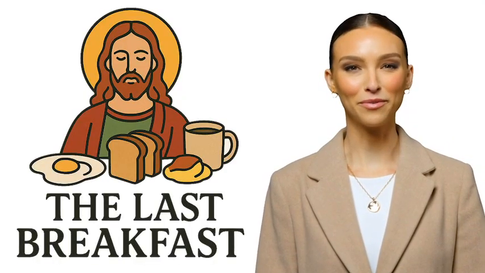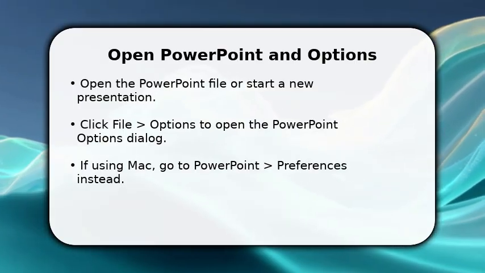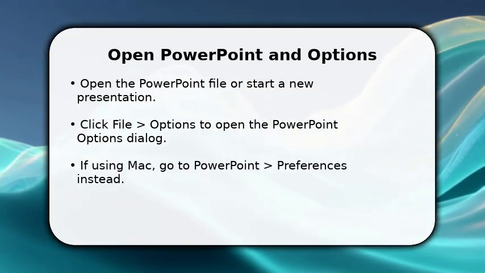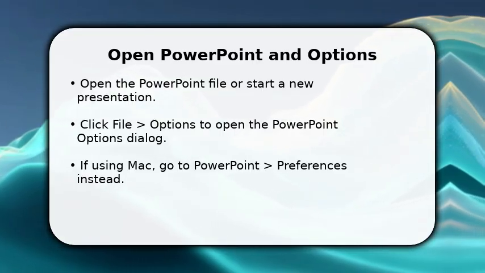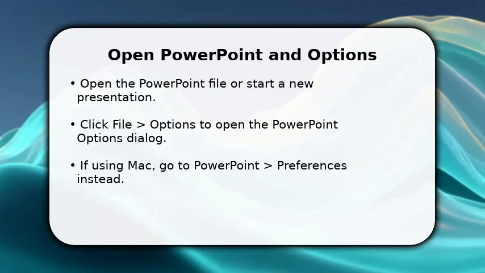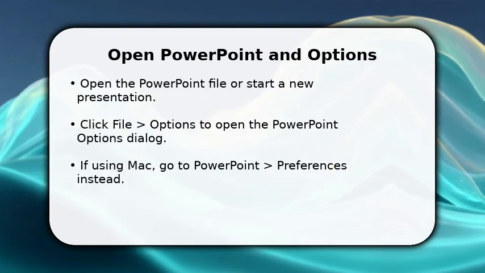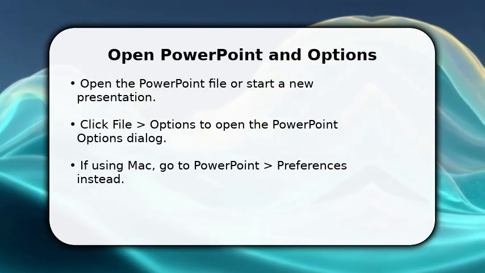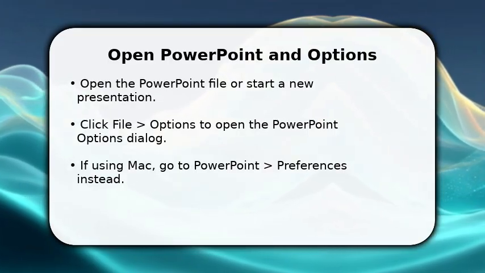Please enjoy the video. You start inside PowerPoint with your presentation open. Click File, then Options to open the main settings panel. On a Mac, choose PowerPoint Preferences instead. Once the Options dialog appears, make sure you're on the Proofing or Autocorrect tab depending on your platform. Those sections hold typing and correction controls. You want to access the Autocorrect settings now.